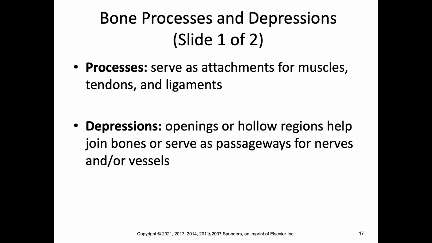All right, on your bone, you have processes and depressions. Your processes are your attachment points where muscles, tendons, and ligaments hook into. They usually are protrusions, so to speak. Depressions, on the other hand, are openings or hollow regions that help join bones or serve as passageways for nerves or blood vessels. So you have processes, which are the parts of the bone that stick out, or you have depressions.